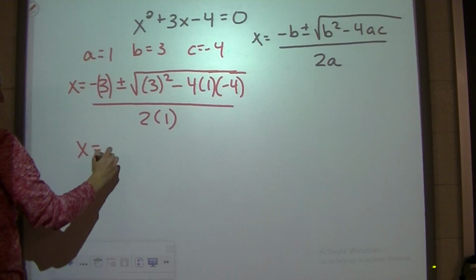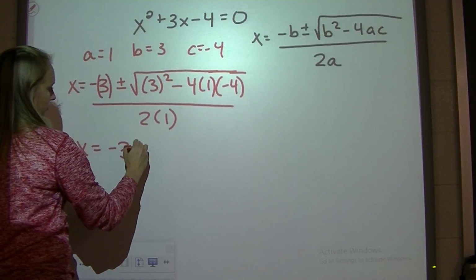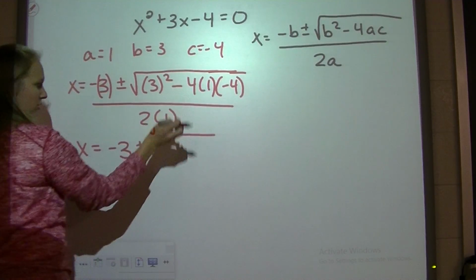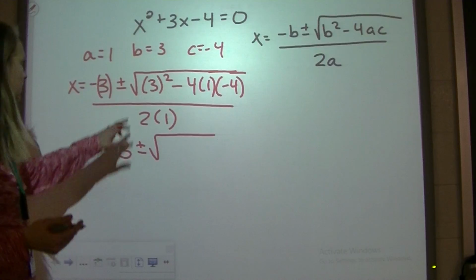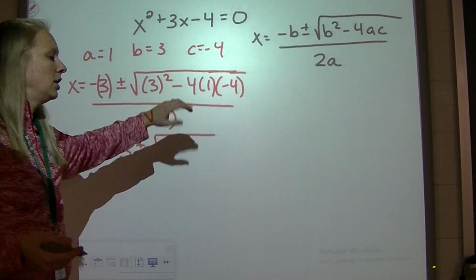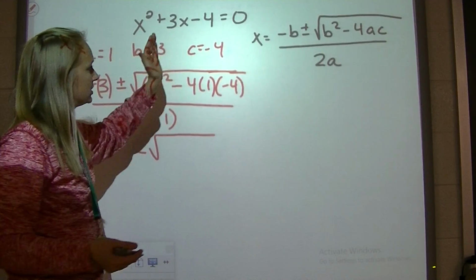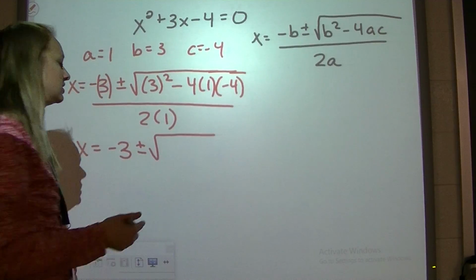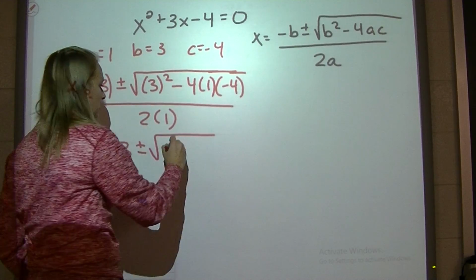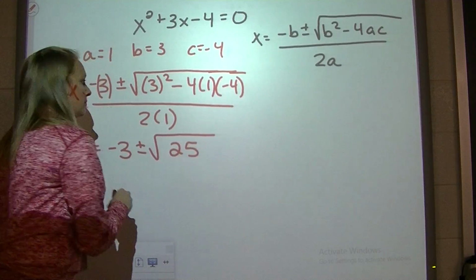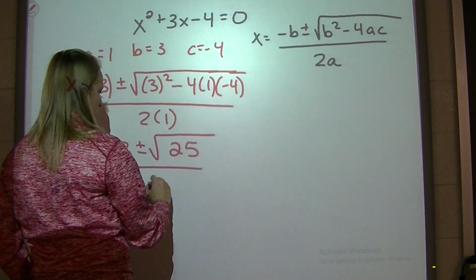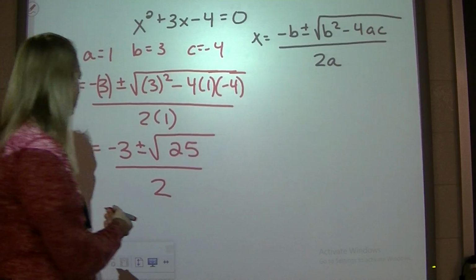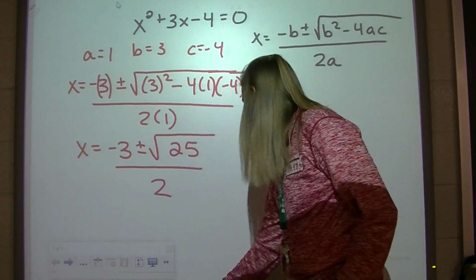I think in my notes I pretty much go from the radical right to the answer, but really what I'm doing is I'm doing 3 squared, which is 9, and then minus 4 times 1 times negative 4 is negative 16. 9 minus a negative 16 is 9 plus 16, which is 25. And then divide all that by 2. Okay, and then we can continue this process.